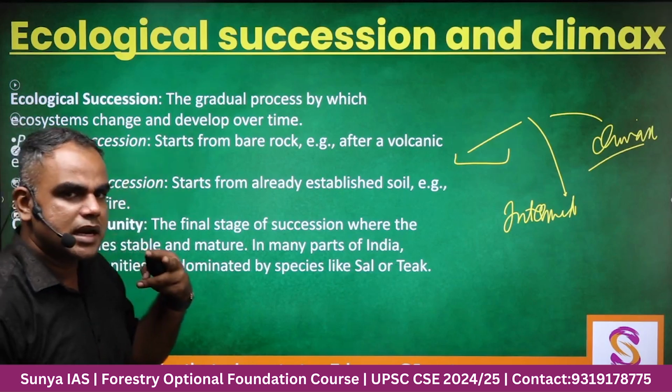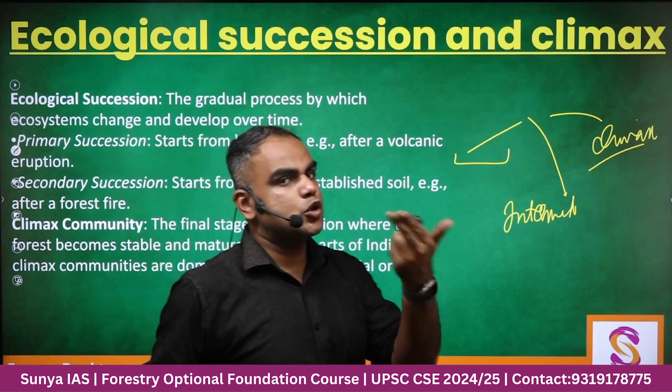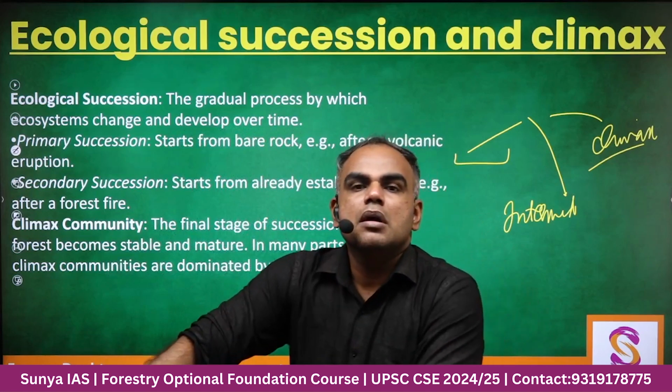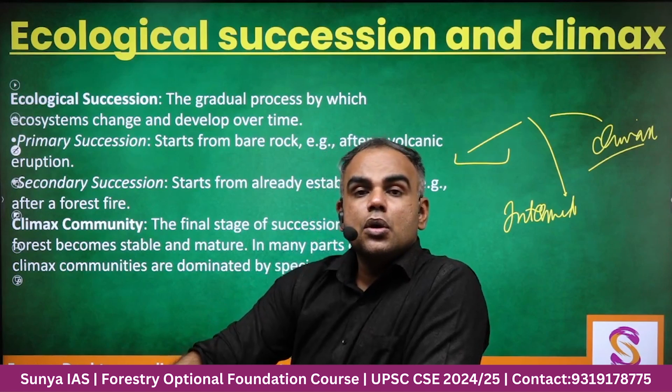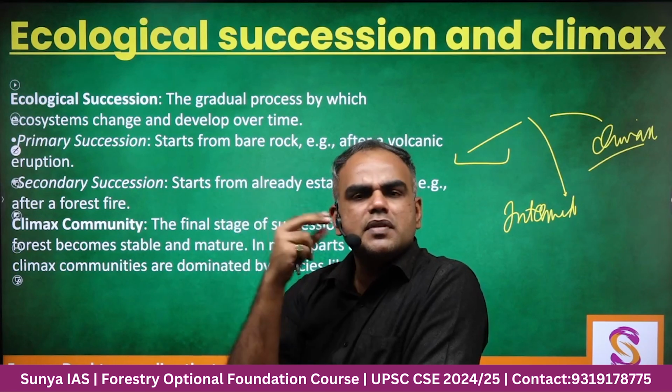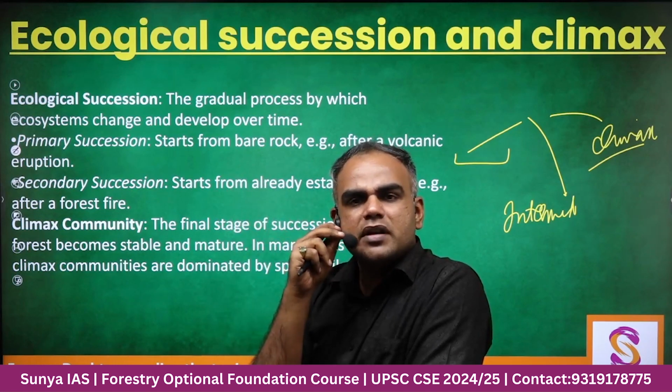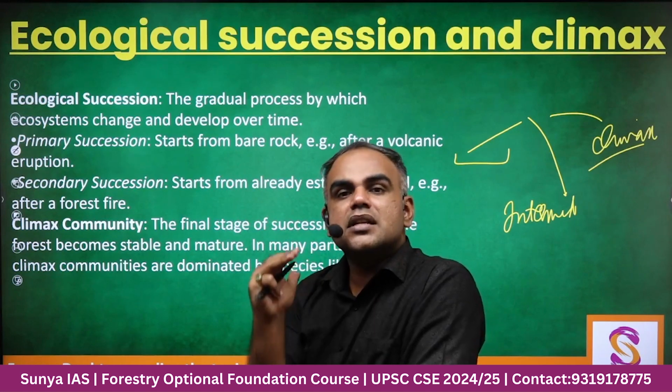One is primary and secondary. In primary you had no vegetation to begin with, you started from scratch. But in secondary, there was vegetation, but because of, let's say, an earthquake, forest fire, or some human activities, it was disturbed, and then it started to grow again.